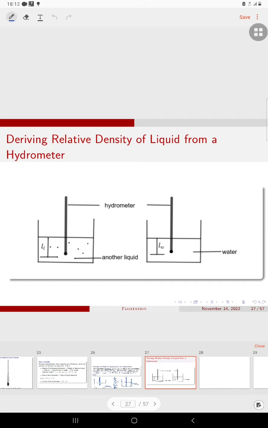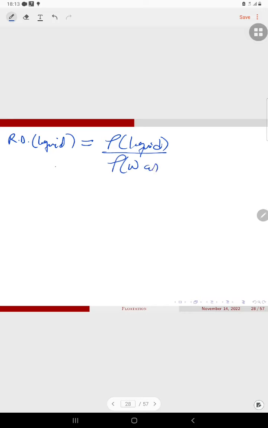So this diagram is going to be our reference diagram. If I want to find the relative density from the definition, we know that the relative density of any given liquid in terms of density is given by the density of that liquid over the density of water. So for relative density, water is our reference liquid.